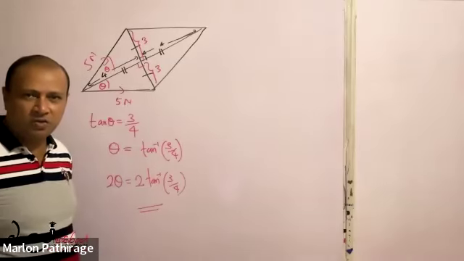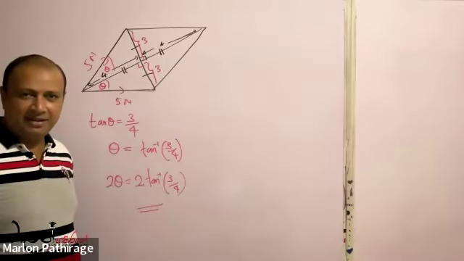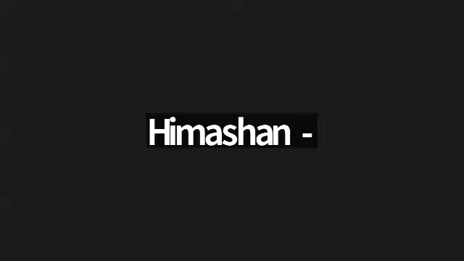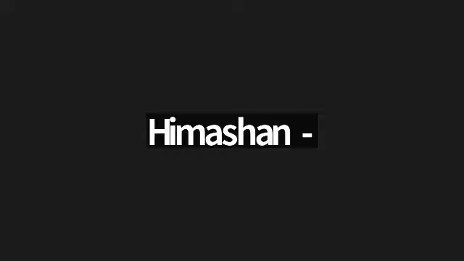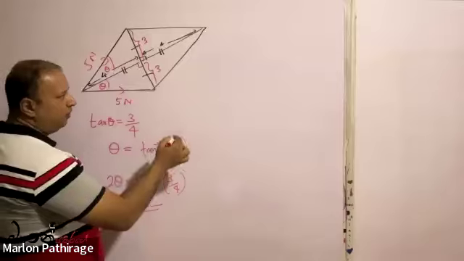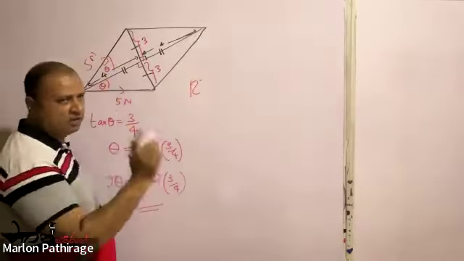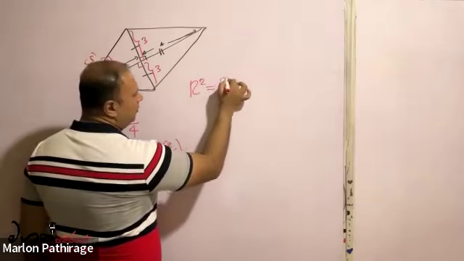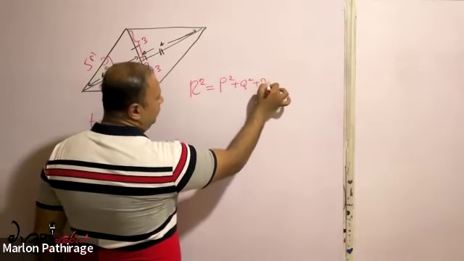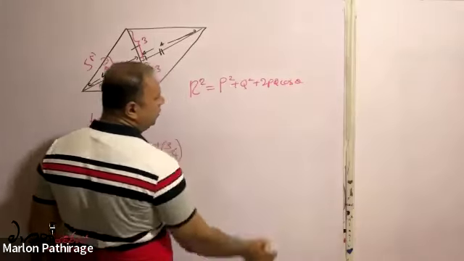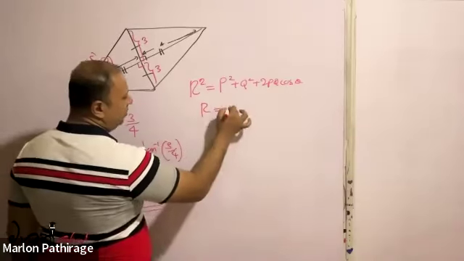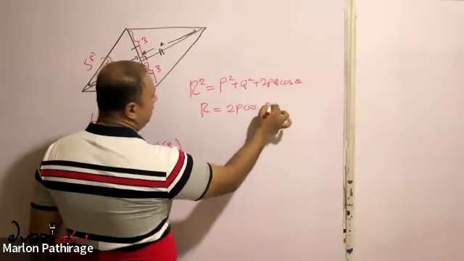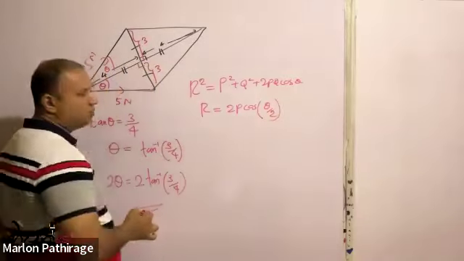R squared is equal to P squared plus Q squared. Sir, if we use that equation, we will get the theta in cos, right? Yeah, if you use this, you can use two equations. Another equation is R squared is equal to P squared plus Q squared plus 2PQ cos theta. That one also can be used. The other thing is R is equal to P cos theta over 2. This equation can be used also.